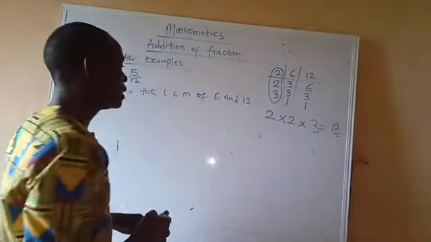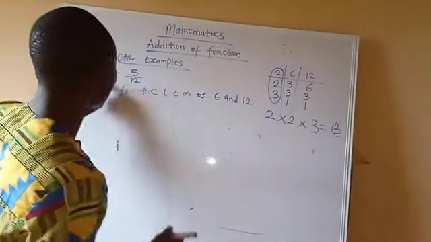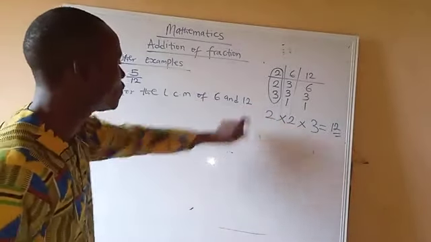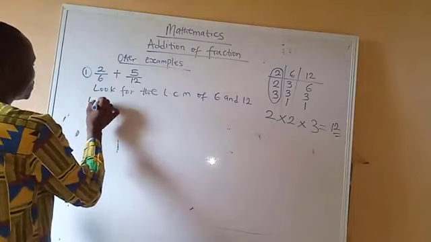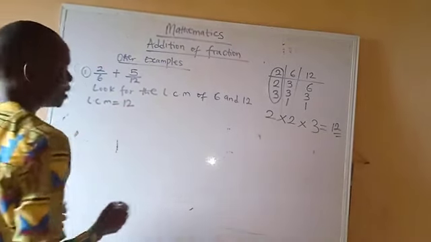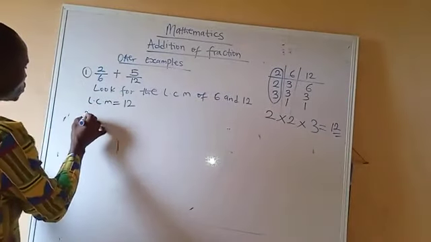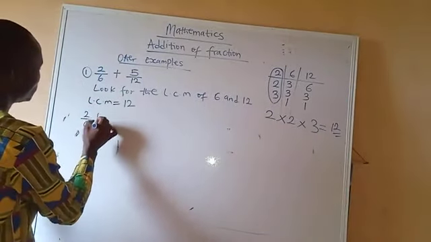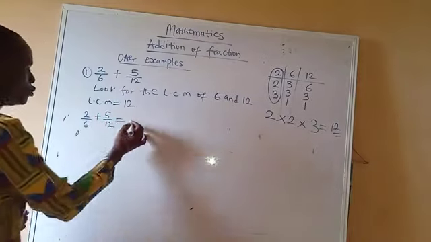So the LCM of 6 and 12 is what? 12. LCM is equal to 12. Now look at what we are going to do here. Bring down this question. It's 2 over 6 plus 5 over 12 is equal to. You rule here.